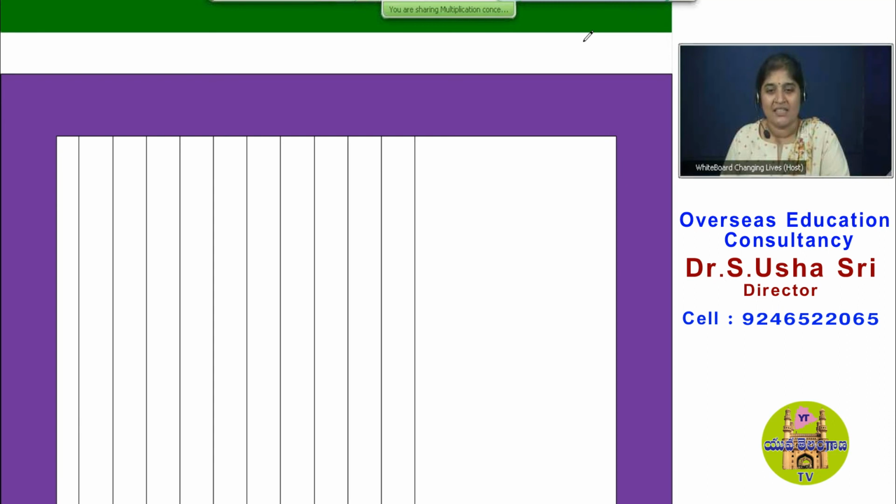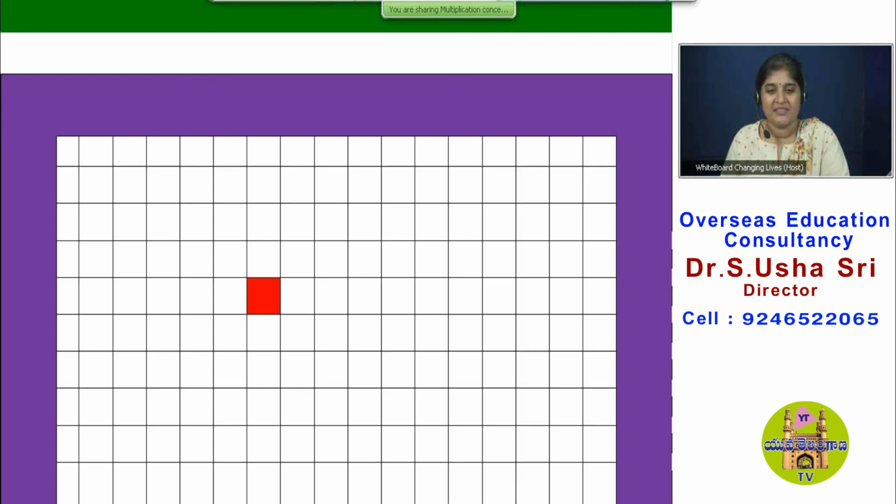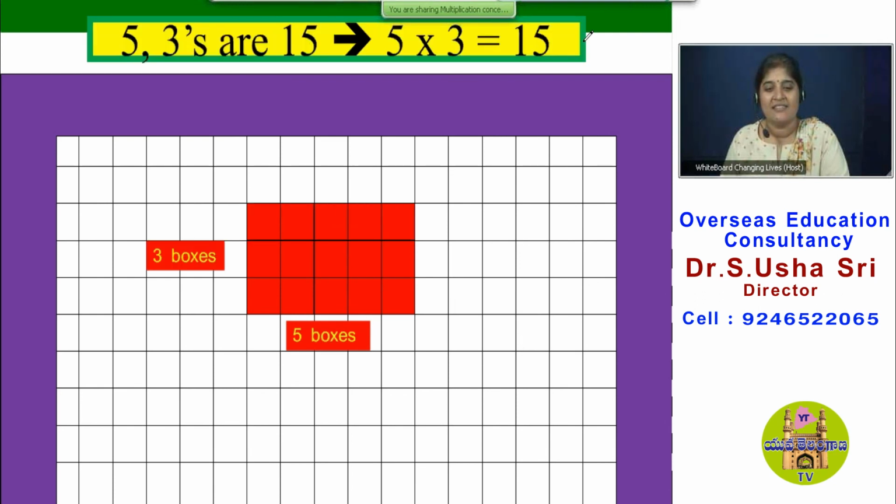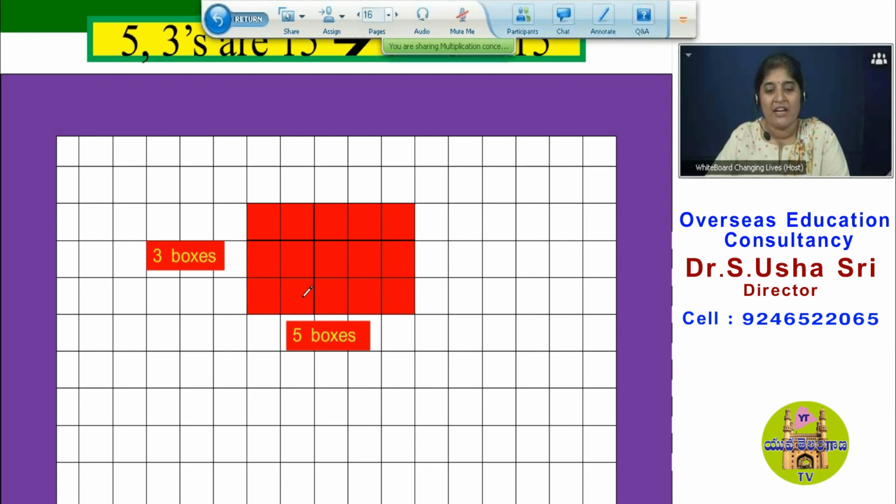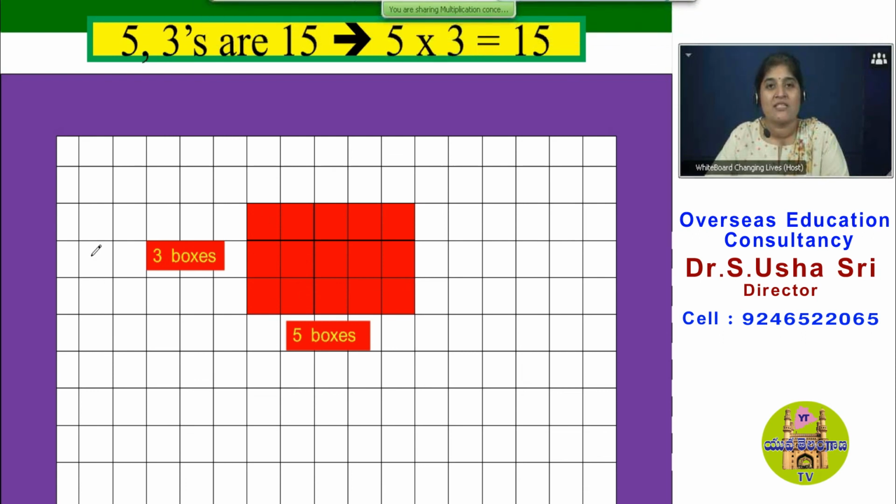So there is another group. 5. So this side we have 5 boxes and the other side we have 3 boxes. So we say that it is 5 threes are 15. So how many boxes are there in total? 1, 2, 3, 4, 5, 6, 7, 8, 9, 10, 11, 12, 13, 14, 15. There are 15 boxes in total. So 5 threes are 15 and, children, flip flap. 3 fives are also 15.